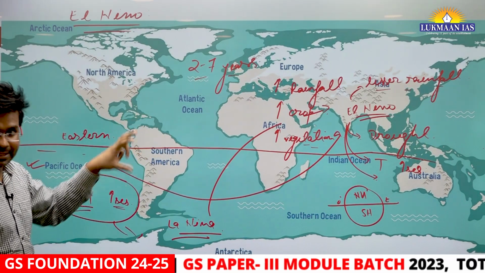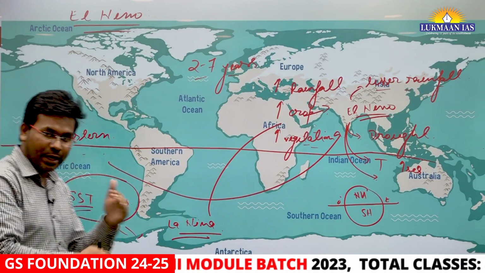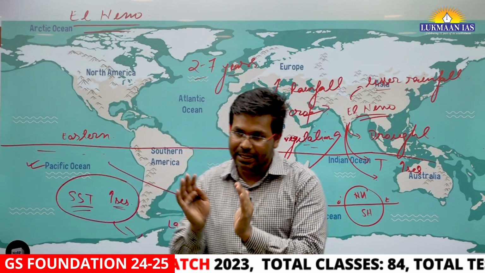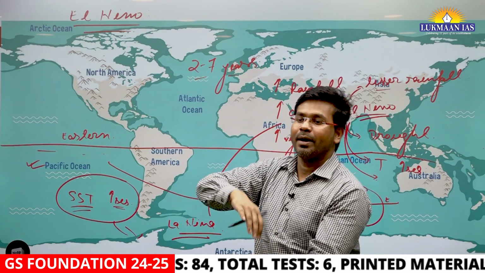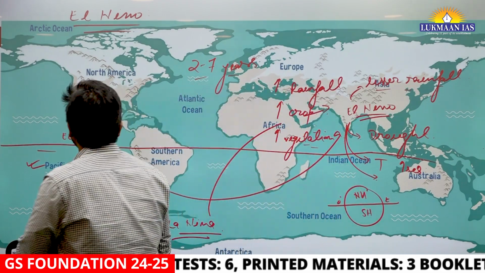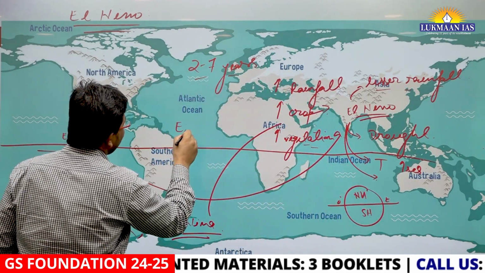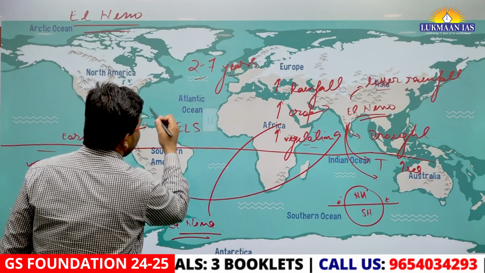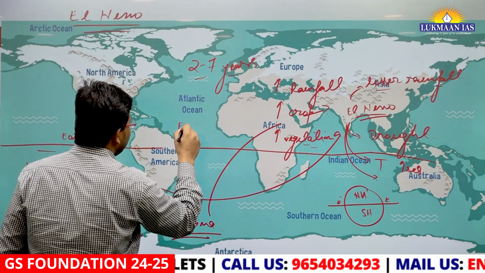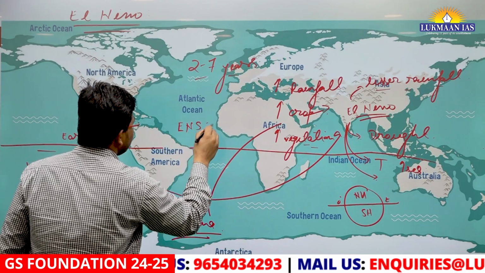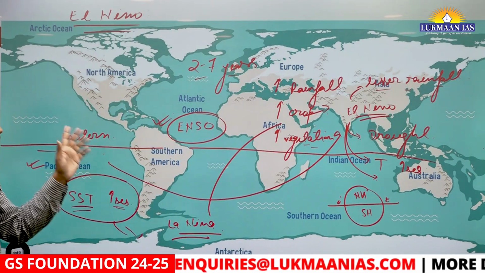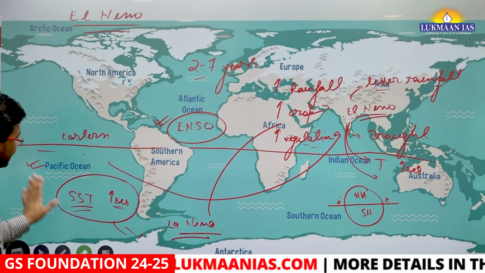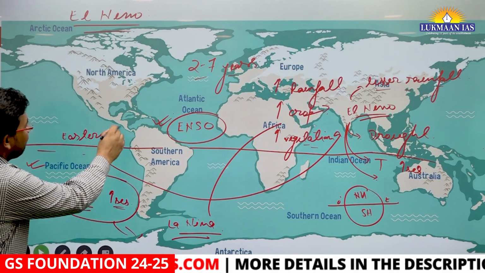So these phases keep on happening on a cyclical basis. First El Nino will come, then La Nina will come. Again El Nino will come, again La Nina will come. They are together known as ENSO, El Nino Southern Oscillation. Okay, so this is the thing.